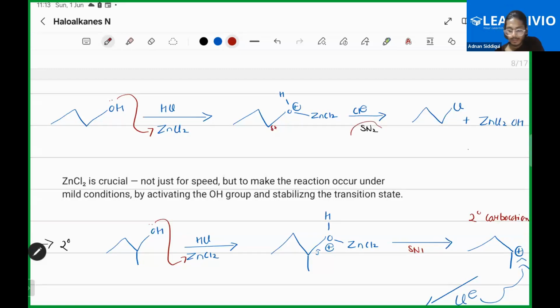This SN2 and SN1 part, you can leave it for now. I will explain it in detail, and we will take several examples. Rest, if you are having doubts, you can ask.